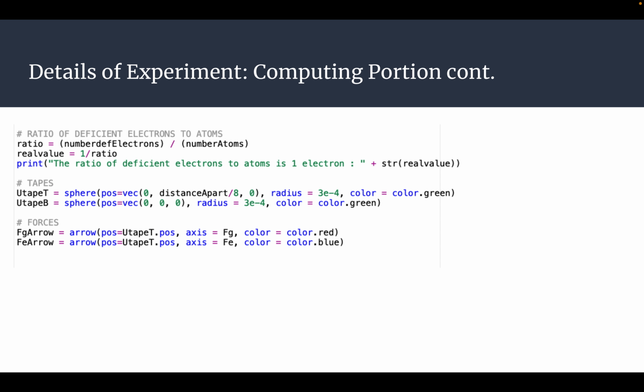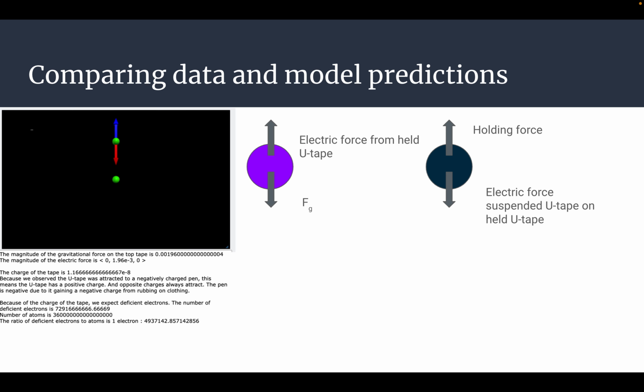This slide shows the visual aspect of the code along with the ratio of deficient electrons to atoms. On the left side, we see the results of the code, and on the right side, we see a free body diagram. The free body diagram looks pretty similar to the result of the code.